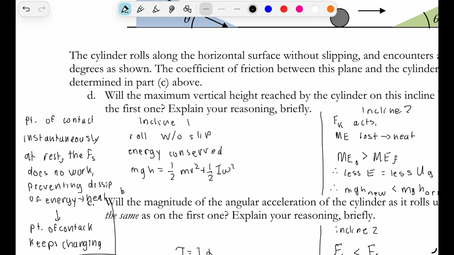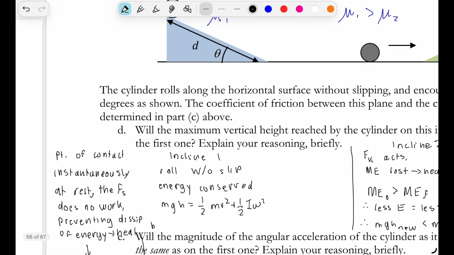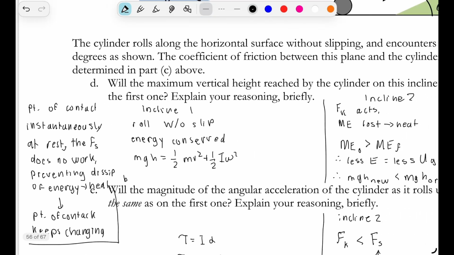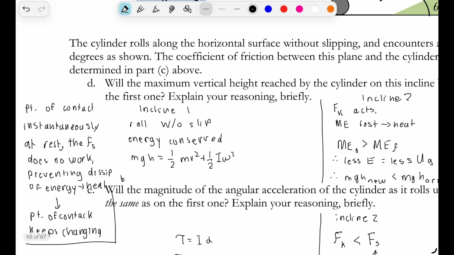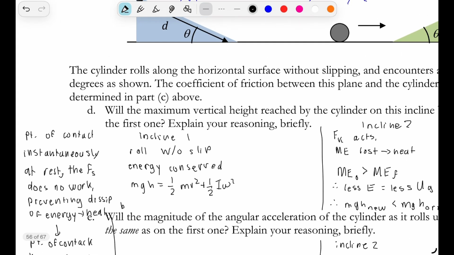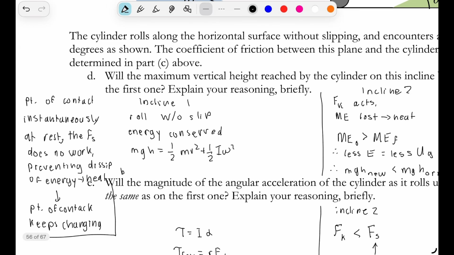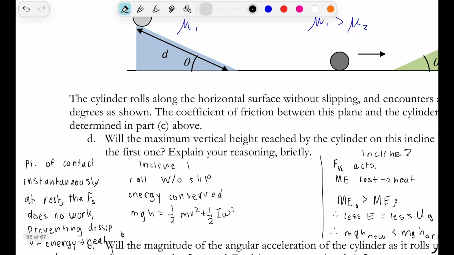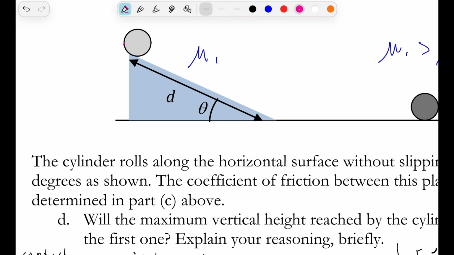So for the first incline, we have rolling without slipping, and when we have rolling without slipping, this means that you have energy conservation, because all the mechanical energy will remain mechanical in the entire system. When you have rolling without slipping, the point of contact is instantaneously at rest, and the static friction force does no work, and this prevents the dissipation of energy into heat. And that's because the point of contact keeps changing.